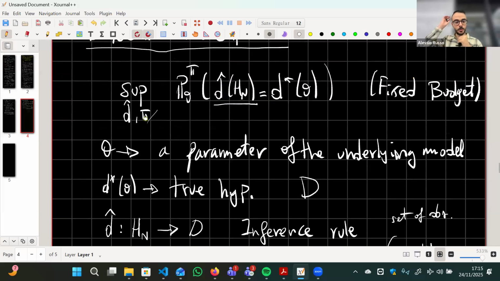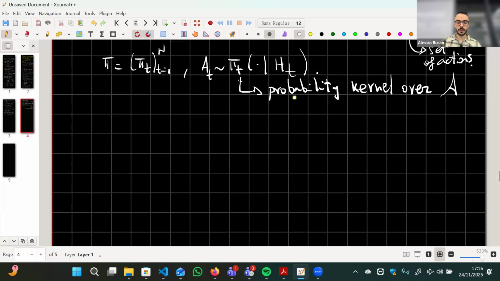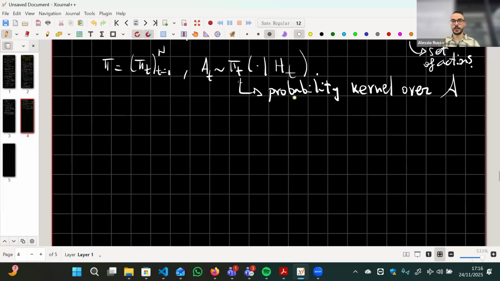So we are taking a supremum over the possible inference rules and the possible sampling rules. Supremum of what? Of the probability that, under this sampling rule for this fixed model, we are going to infer the true hypothesis at the final time step. So this is what we discussed at the very beginning of the course. But this was for a fixed theta, so a fixed model. So what we're going to do now is try to introduce a prior over models.